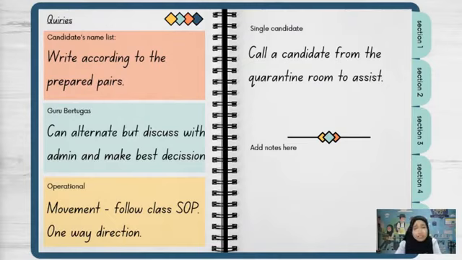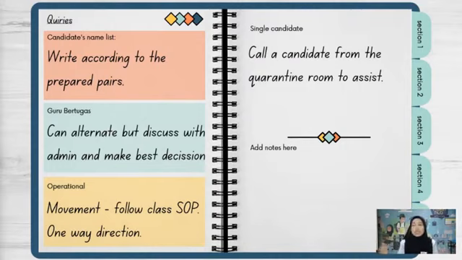Operational movement. Some of you are asking how the students should move from bilik menunggu to bilik exam and to bilik quarantine. You should be following the class SOP, which means one-way direction. Please refer to the manual pentafsiran, because the slide mentions that bilik kuarantin is a bilik larangan, a kawasan larangan. That means students who have completed should not meet candidates who have not done it yet. That's why it is better to do it in one-way direction.